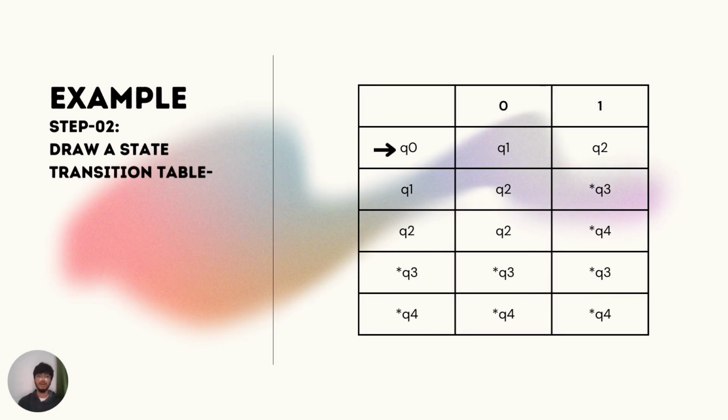The next step is to draw a state transition table. That is, we have to map all the states with the inputs we get and which state will be the output. For example, Q0 on the input 0 goes to Q1 and on the input 1 goes to Q2. For Q1 on the input 0 we move on to Q2 and for the input 1 we move on to Q3 and henceforth. You can see we have an arrow marking the initial state and stars marking the final states.